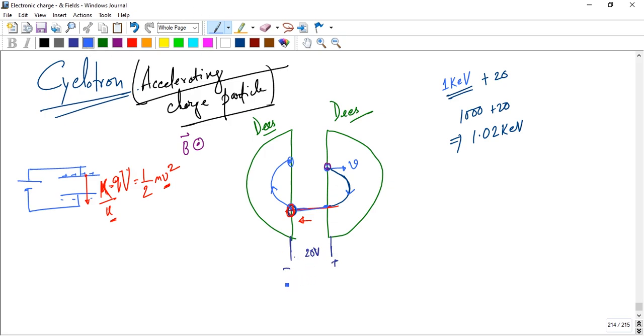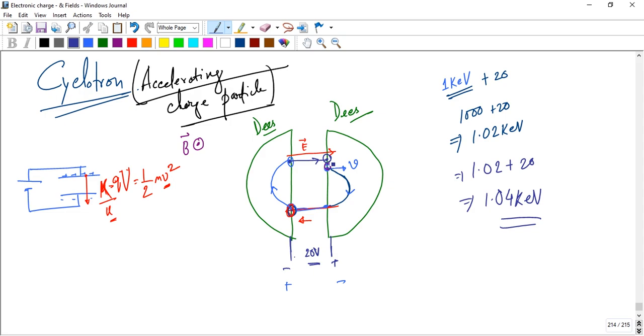Now that's the high potential, and that's the low potential. Due to this, an electric field is generated in that direction, and the proton jumps from here to there. Now here it gains some energy. Suppose there is a 20 volt supply here, so 1.02 plus 20, and we finally get 1.04 kilo electron volt.